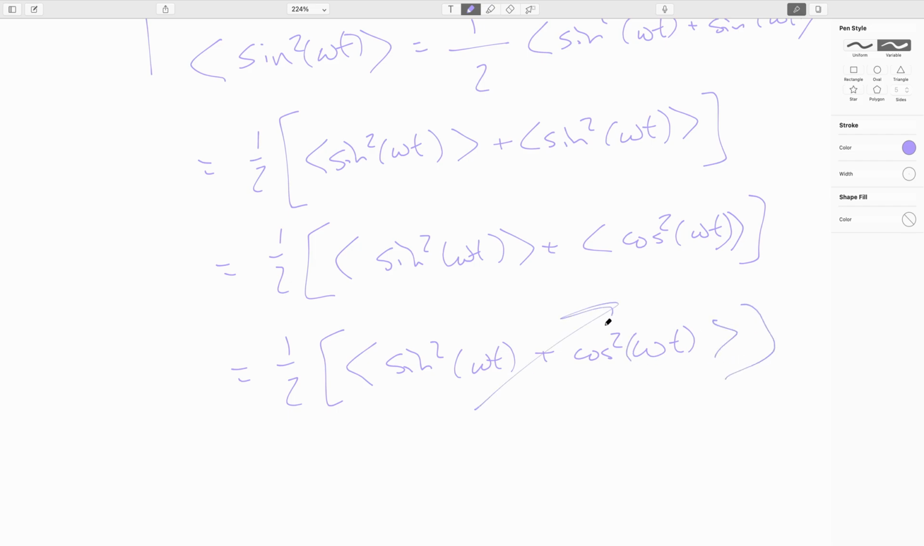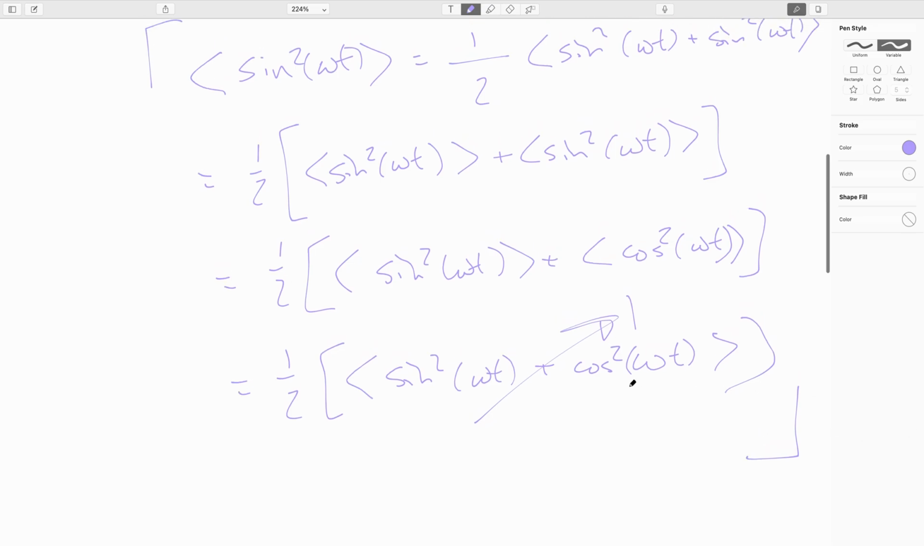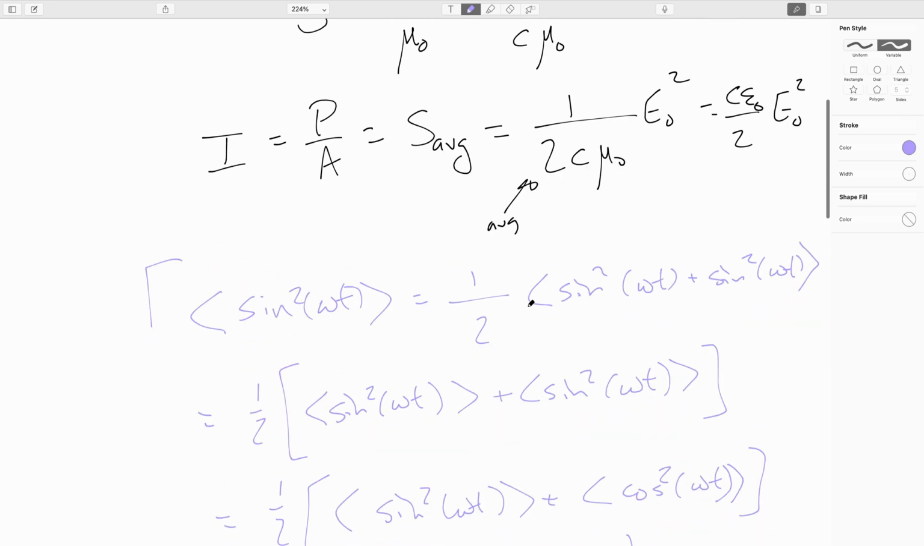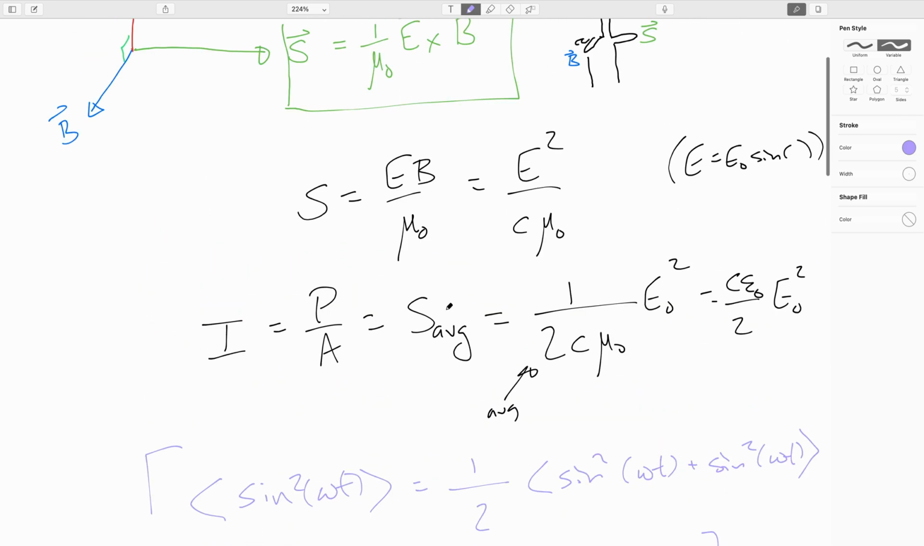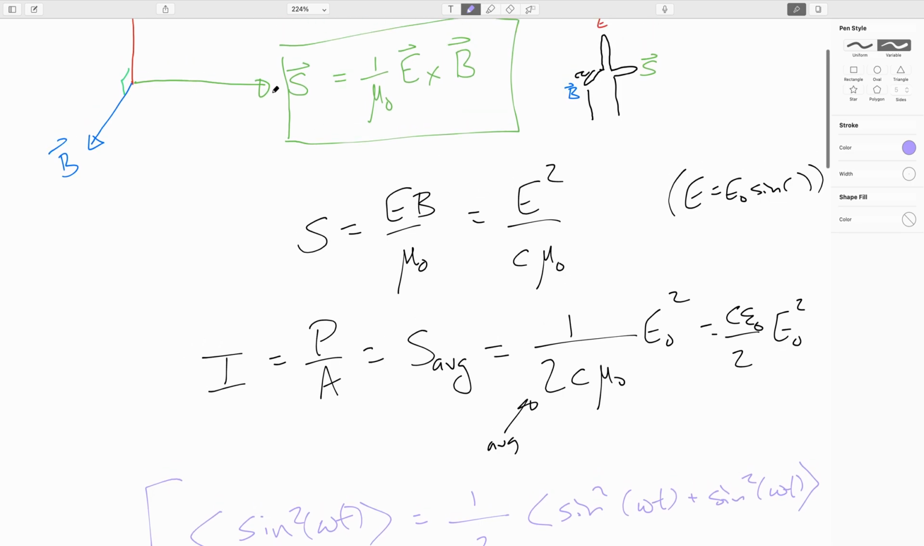And we know that sine squared plus cosine squared is 1. So we get that the average of sine squared, or for that matter, the average of cosine squared, is 1/2, as long as you're averaging over a complete number of cycles. Alrighty, but importantly, the intensity of the light is given by the average value of the Poynting vector. So it's very handy. It tells us which way the light is propagating and how intense it is.